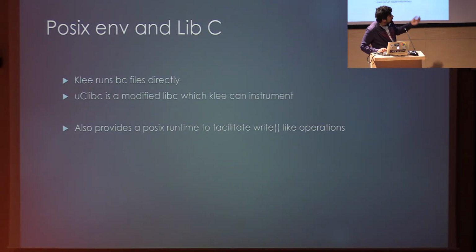So, uClibc is a modified version of libc, which KLEE can instrument. So, when the control flow transfers from the bitcode to something that is a system library, KLEE can't really understand what is going on there. So, that is why we have to have something like uClibc in there, and the same applies for the POSIX runtime as well.